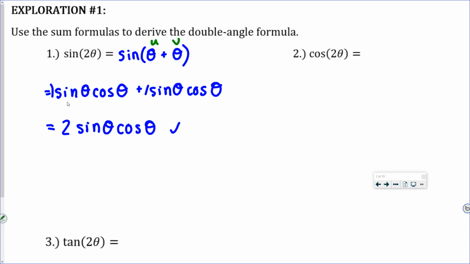Look at your identity sheet. Do you see the one that says sine of u plus or minus v under the sum and difference formula? Okay, so I rewrote 2 theta as theta plus theta. Using that identity, it's the same as the sine of the first angle times the cosine of the second angle, plus the sine of the second angle times the cosine of the first angle. This is what the identity says, but I rewrote it so you could see that they're like terms, which is obviously the same as this.